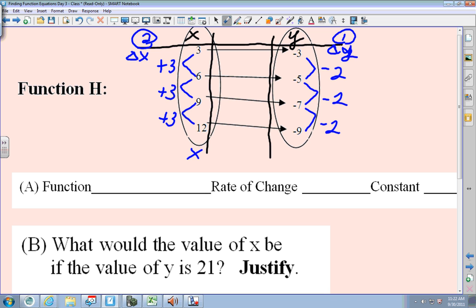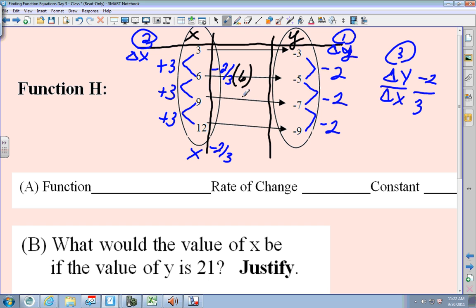So now, step 3, delta y divided by delta x. All of these are negative 2, so I have negative 2 over delta x, which is 3. Now, if you put that in the calculator, it's going to give you like negative 0.666. Let's leave it as a fraction. So I have negative 2/3, and I'll just go down here to my rule. Now, right here, I've got negative 2/3 times 6.